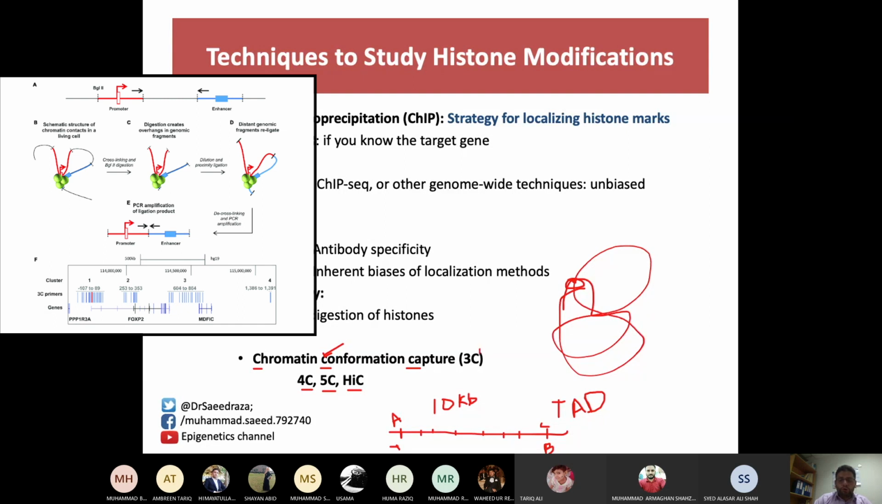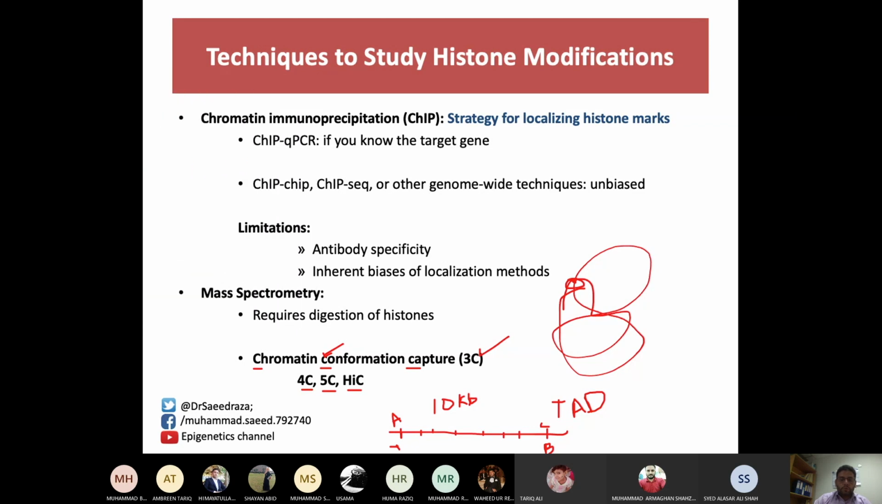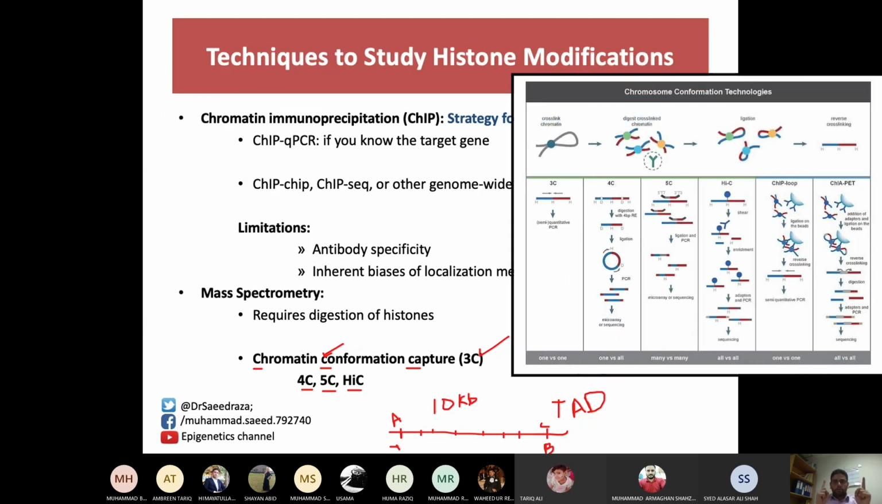So if you know the genes of interest, you could go for 3C. This is called 1 versus 1. 3C means 1 versus 1, so one locus versus one locus. So you know the information of both loci. 4C is an advanced technique, which is one locus versus many loci. Sorry, just let me complete. 5C means many loci with many loci. Hi-C means all versus all. So these are multiple techniques.